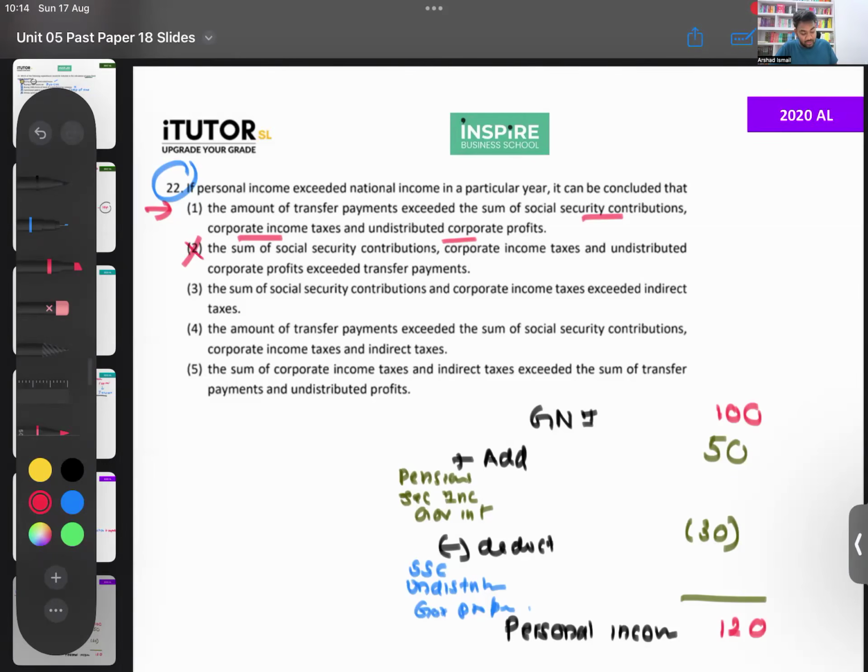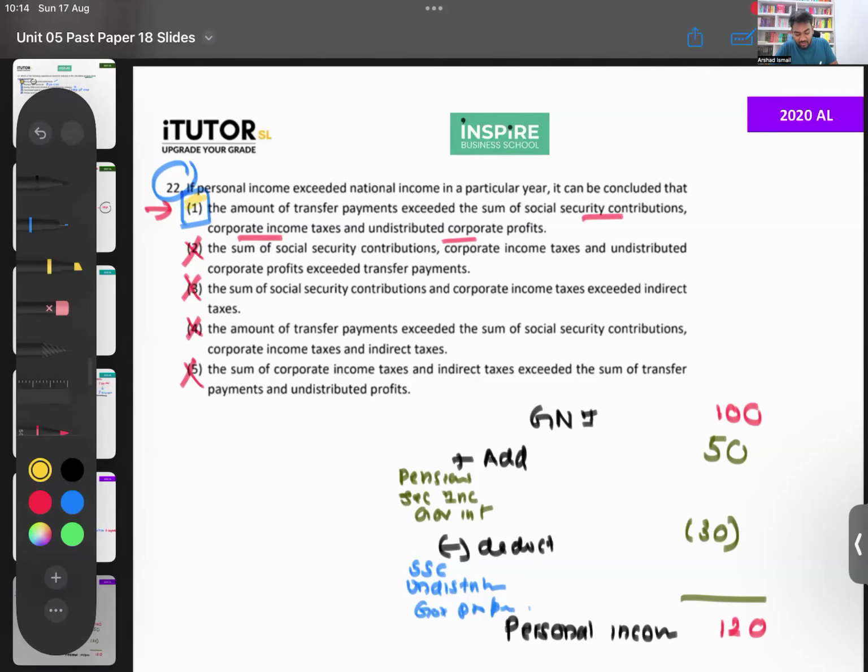Sum of social security contribution and corporate income tax exceeded indirect taxes. Indirect taxes, now we don't include that. Amount of transfer payments exceeded the sum of social security contribution, corporate taxes, and indirect taxes. Indirect taxes, no, we don't put it over here. There's taxes on goods and services. Ideally, you don't put it. Sum of corporate taxes, indirect taxes, again, no. So indirect, we don't put. So it can be number 1.